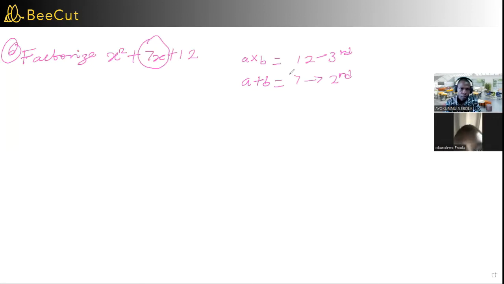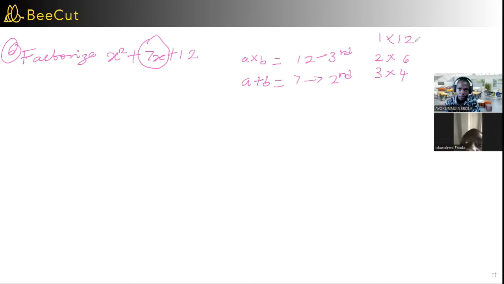So since I'm talking about multiplication for this third item, I'll be asking you what are the factors of 12? What are the things I'll multiply to give me 12? Now please look up. 1 times 12 will give me 12. 2 times 6 will give me 12. 3 times 4 will give me 12. So apart from this combination, is there any other multiplication that gives us 12? I doubt if there is any, talking about whole numbers.